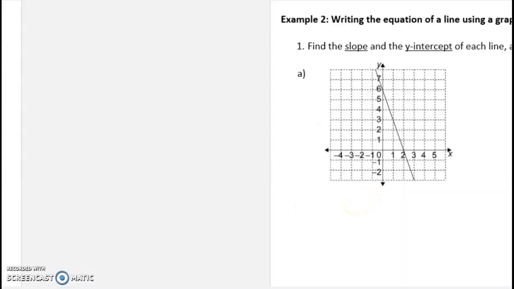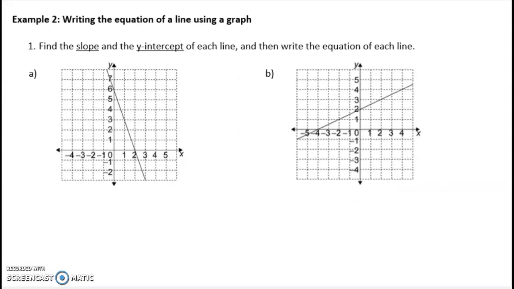Let's go to the next question. Example 2, writing the equation of a line using a graph. Find the slope and the y-intercept of each line. Then write the equation of each line.